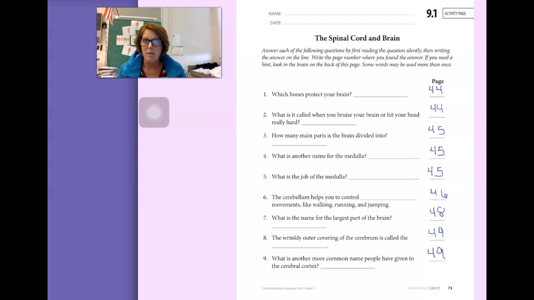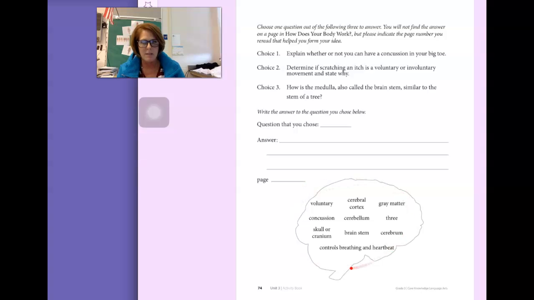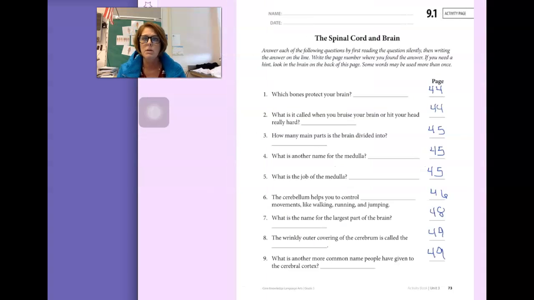You can reread yourself. So the directions say, answer each of the following questions by first reading the question silently, then writing the answer on the line. Write the page number where you found the answer. If you need a hint, look in the brain on the back of this page. Some words may be used more than once. So they give you some of the words back here in this brain. You can use those. I've given you all of the page numbers, so you can go ahead and pause the video and write down the page numbers that you need.